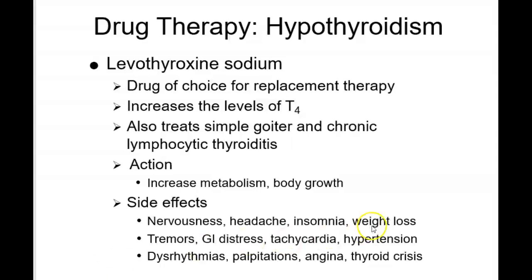So knowing that, some of these side effects are going to be easier to remember. So we're turning the metabolism up with this medication. Side effects include nervousness, headache, insomnia, right? Everything's getting increased: insomnia, weight loss because our metabolism's increasing, tremors, GI distress, tachycardia, heart rate's up, hypertension, blood pressure's up, and some other cardiac issues here, dysrhythmias, palpitations, angina, and then finally a thyroid crisis just due to an imbalance of that thyroid hormone.